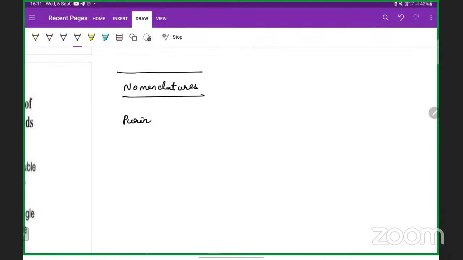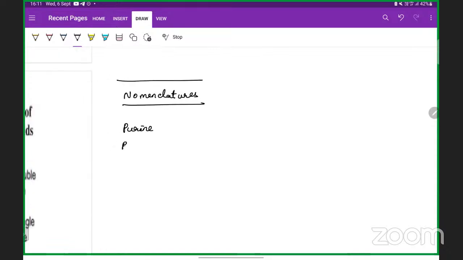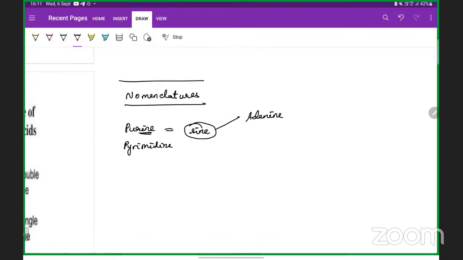Purines, the word purine, and we are going to have one more structure called pyrimidine. All the purines end with INE. What are the two purines we know? One is your adenine, and the other one is your guanine. These two are your purines.